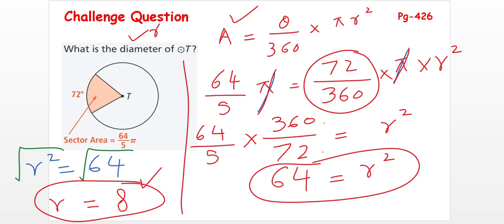No, because I found the radius, I didn't find the diameter. How do we find the diameter? Diameter is always 2 times the radius, right? So it will become 2 times 8, so the final answer will become 16 units.